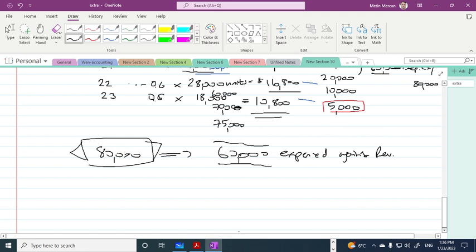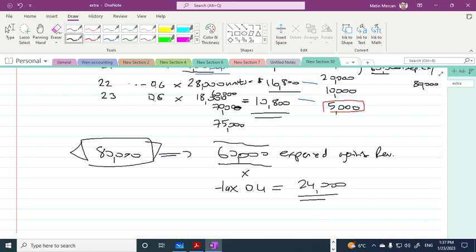Because if you look at the rate, tax rate is, let's say, 40%. So it means that $24,000 will be tax saving, will be happening. 24,000.